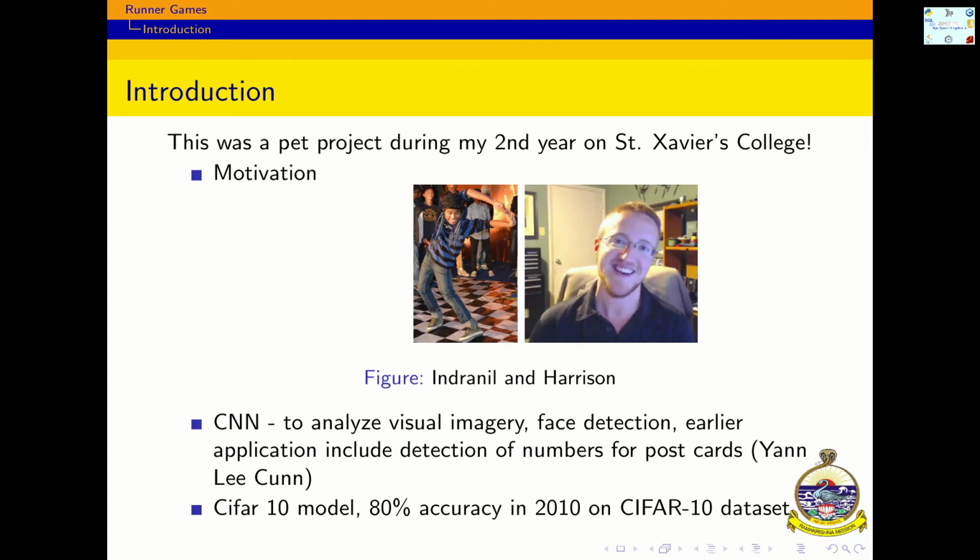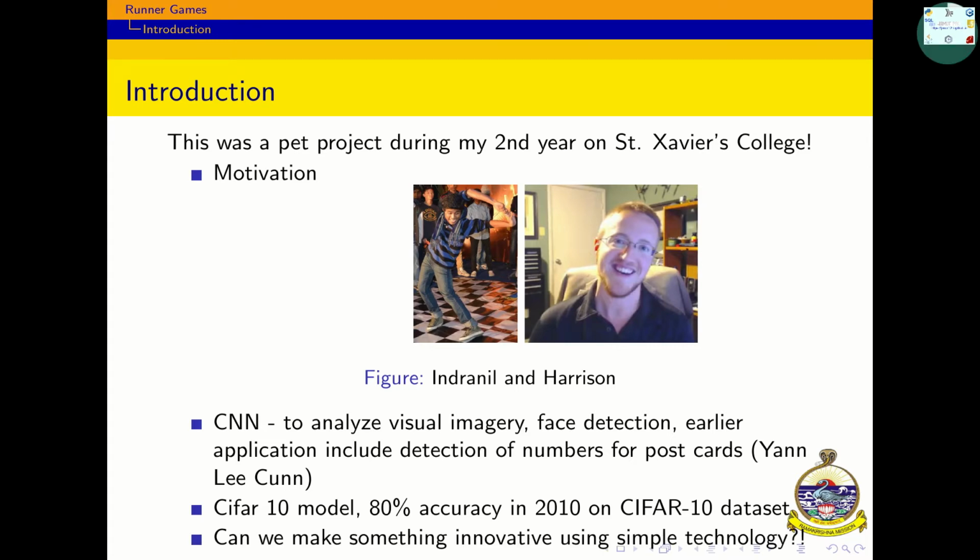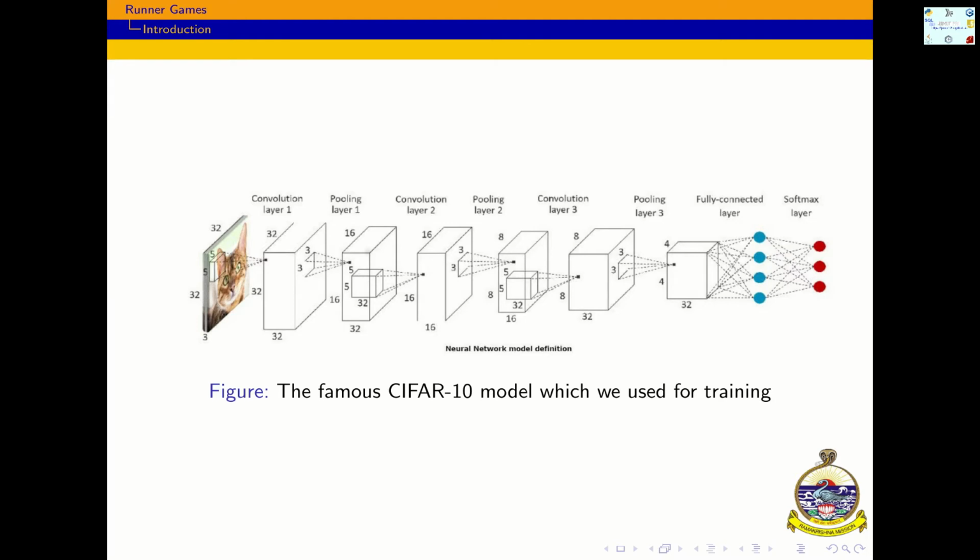So our motive was simple: whether we can make something innovative using simple technology. Can we just look at static images to predict the next move? This is the famous CIFAR 10 model as shown in this figure. It takes an input. There is convolution layer 1, then a pooling layer, convolution layer 2, then a pooling layer, then convolution layer 3, and a pooling layer, and then a fully connected layer and a softmax layer. So this is a deep neural network architecture, and here is where the prediction takes place. This is the famous CIFAR 10 model which we will use for training.